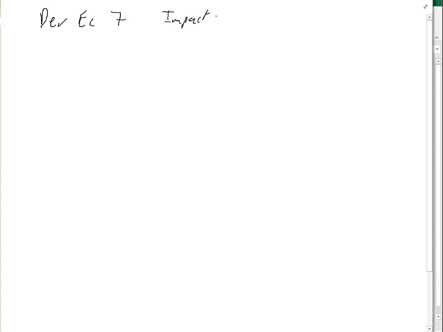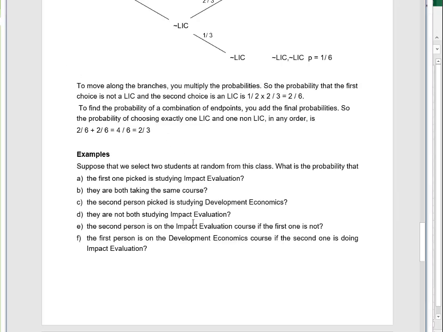So this problem would have been very different the last few years, where we've had more like in the teens in both and more impact. But this year is like this, so that changes the probability slightly. So the first question is a really simple one, and I'll take this as an opportunity to write down the probability notation. The first one picked is studying impact evaluation.